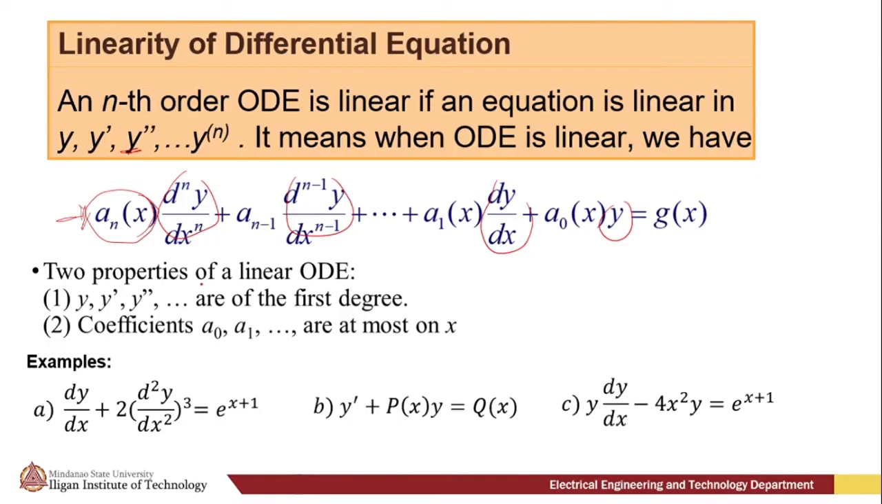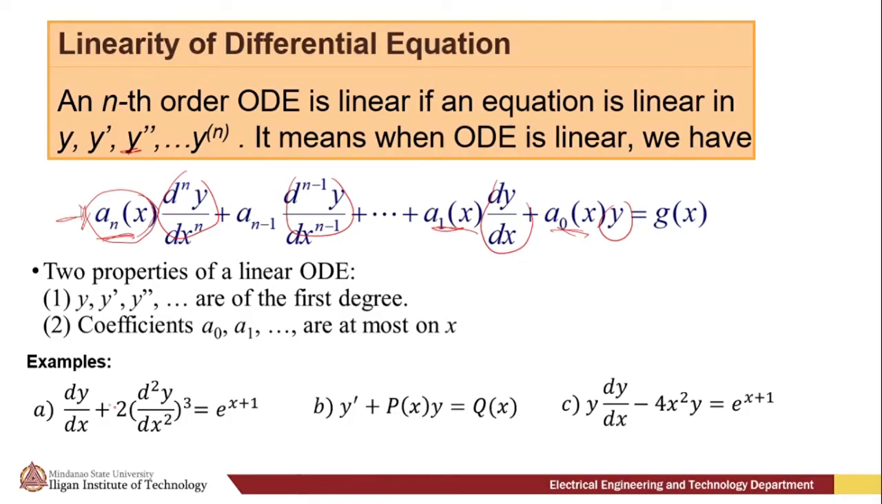So we have two properties here of a linear ordinary differential equation. First, the dependent variable and its derivatives are of the first degree. So it is a linear differential equation, and the coefficients of our derivative terms are at most functions of x or constants. So this a sub n of x must be a function of x. These coefficients must all be functions of x or constants. Then we have a linear differential equation.